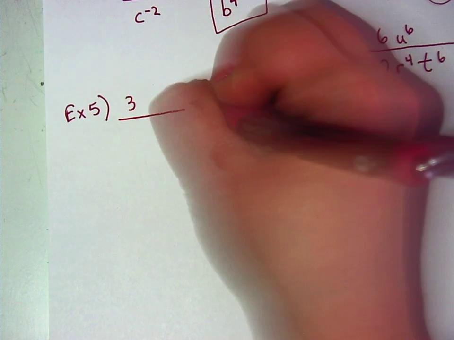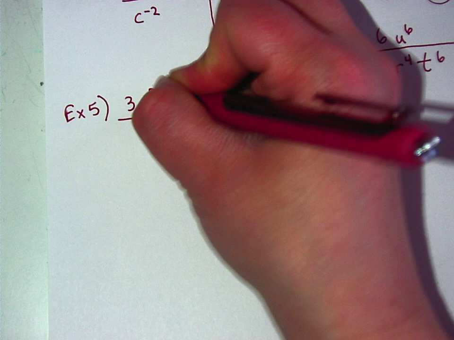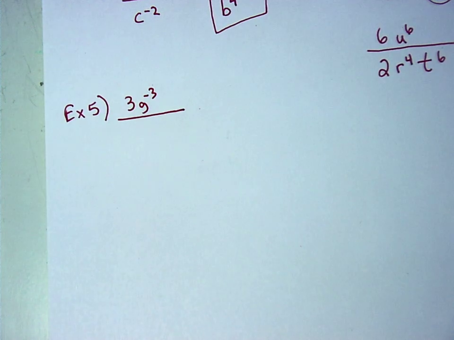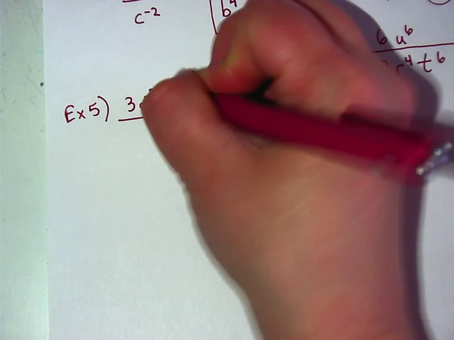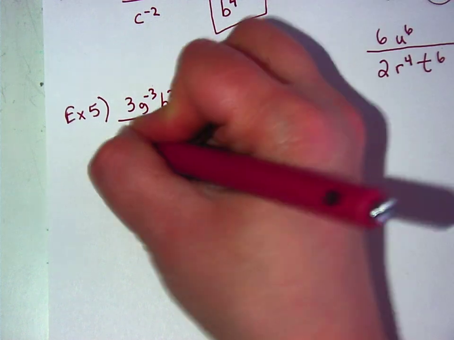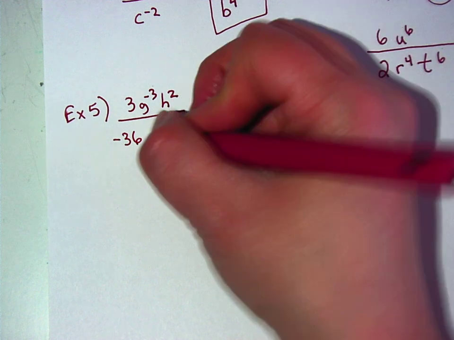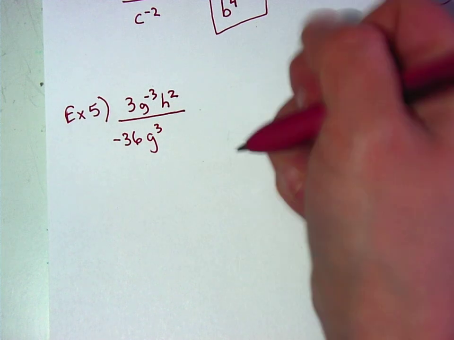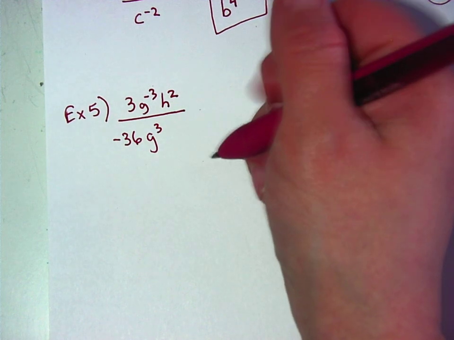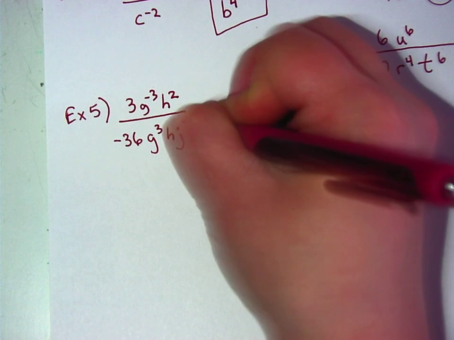Three G to the negative 3 H squared, negative 36, G to the 3rd, H, J to the negative 4th.